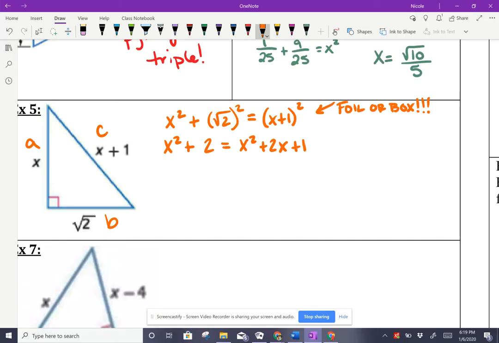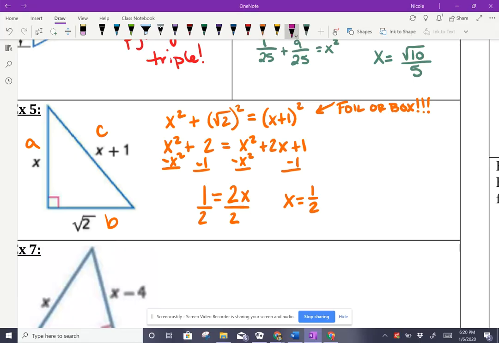And then we go through and we're going to shift it so that we have x on one side and numbers on the other. I'm going to subtract this x squared, subtract x squared, subtract 1, subtract 1. And we end up with 1 equals 2x. And when I divide this out, I get x equals 1/2.